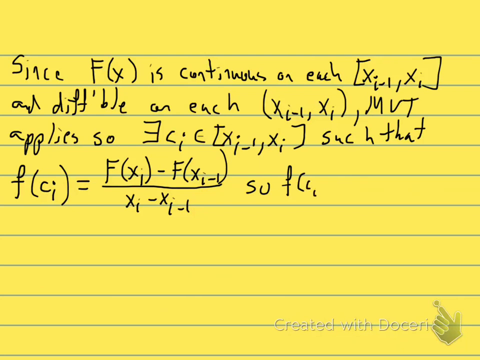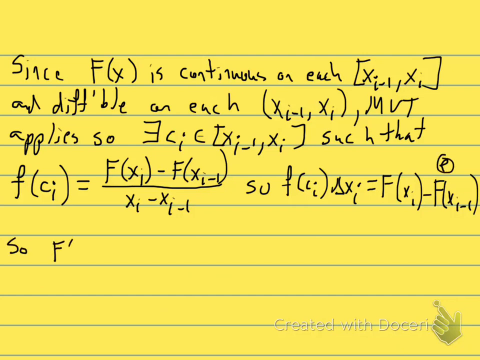And so what we're going to do is multiply both sides by xi minus xi minus 1, and for convenience we're going to call that delta xi, which is just the width of the interval. And so what this does for us now is it gets it in terms of the original function f, and we'll say that's our equation 2.